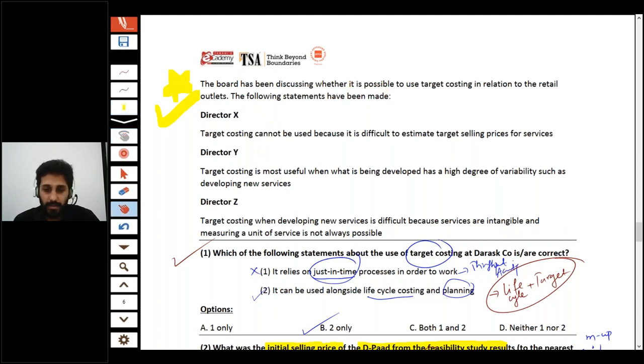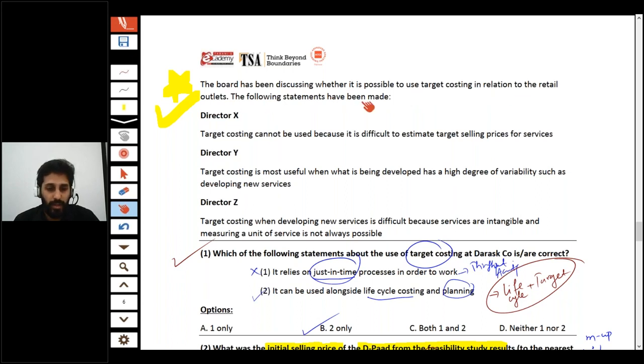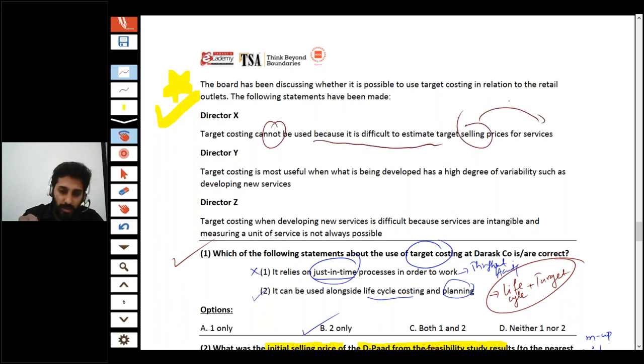Director X, the board has been discussing whether it is possible to use target costing in relation to the retail outlets. The following statements have been made. Number 1, number 2, number 3. Director X is saying that target costing cannot be used because it is difficult to estimate target selling price in the services. He is giving me the absolute statement that it cannot be used.